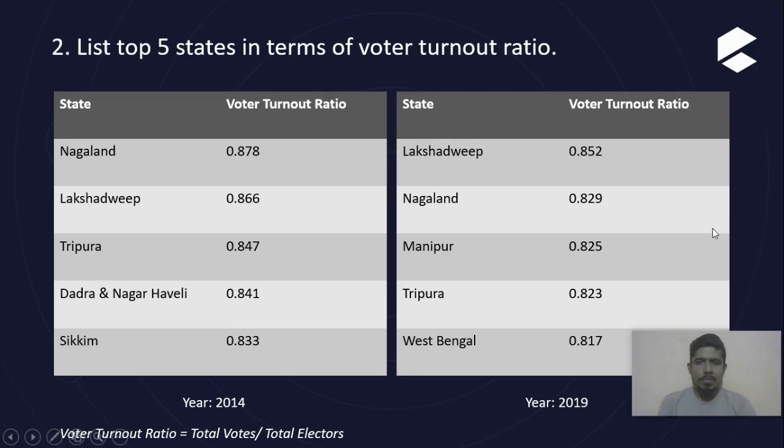The next query of the primary analysis is top five states in terms of voter turnout ratio. Earlier, we saw the top five constituencies or bottom five constituencies. Now we are seeing top or bottom five states. So top five states for the election year 2014 in terms of voter turnout ratio are Nagaland, Lakshadweep, Tripura, Dadra and Nagar Haveli, and Sikkim. For the election year 2019, these top five states are Lakshadweep, Nagaland, Manipur, Tripura, and West Bengal.